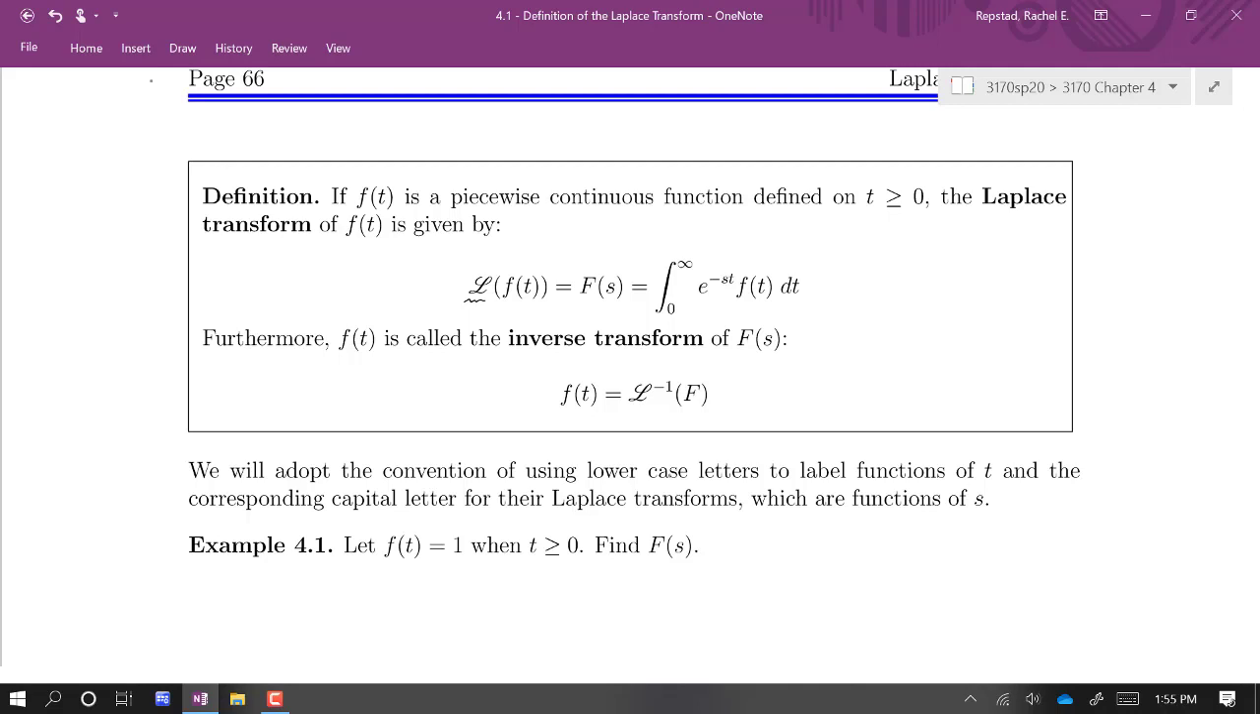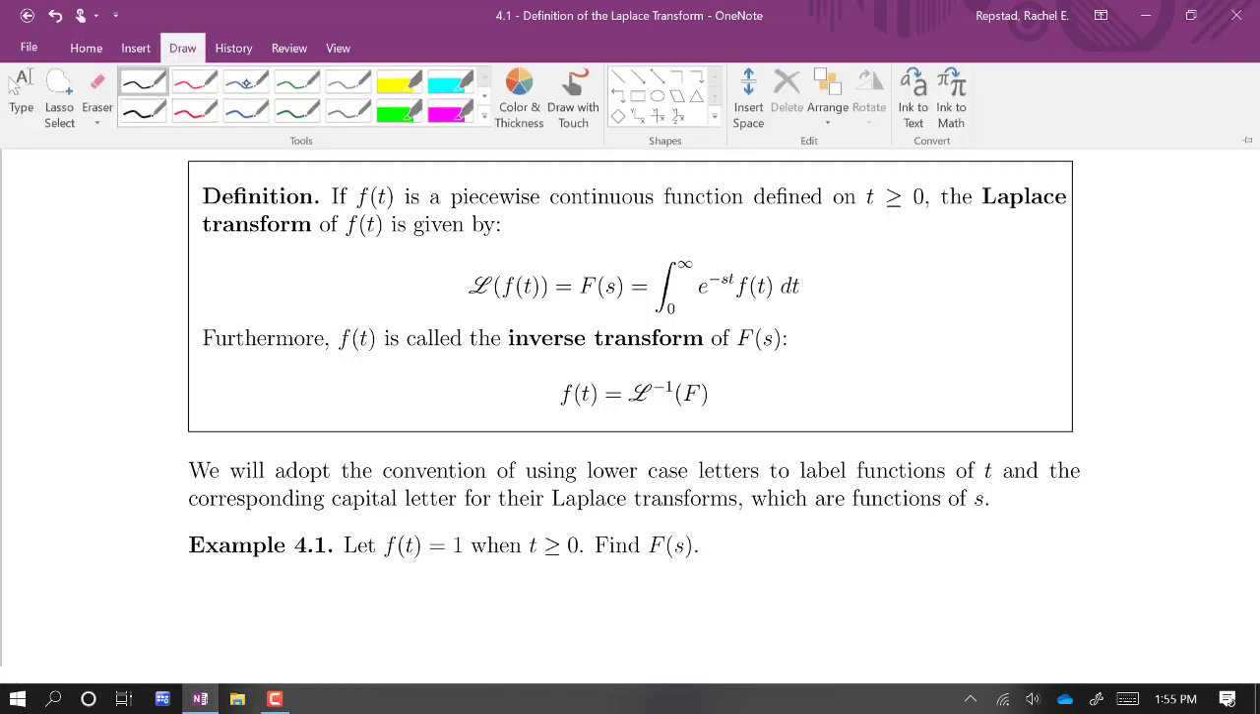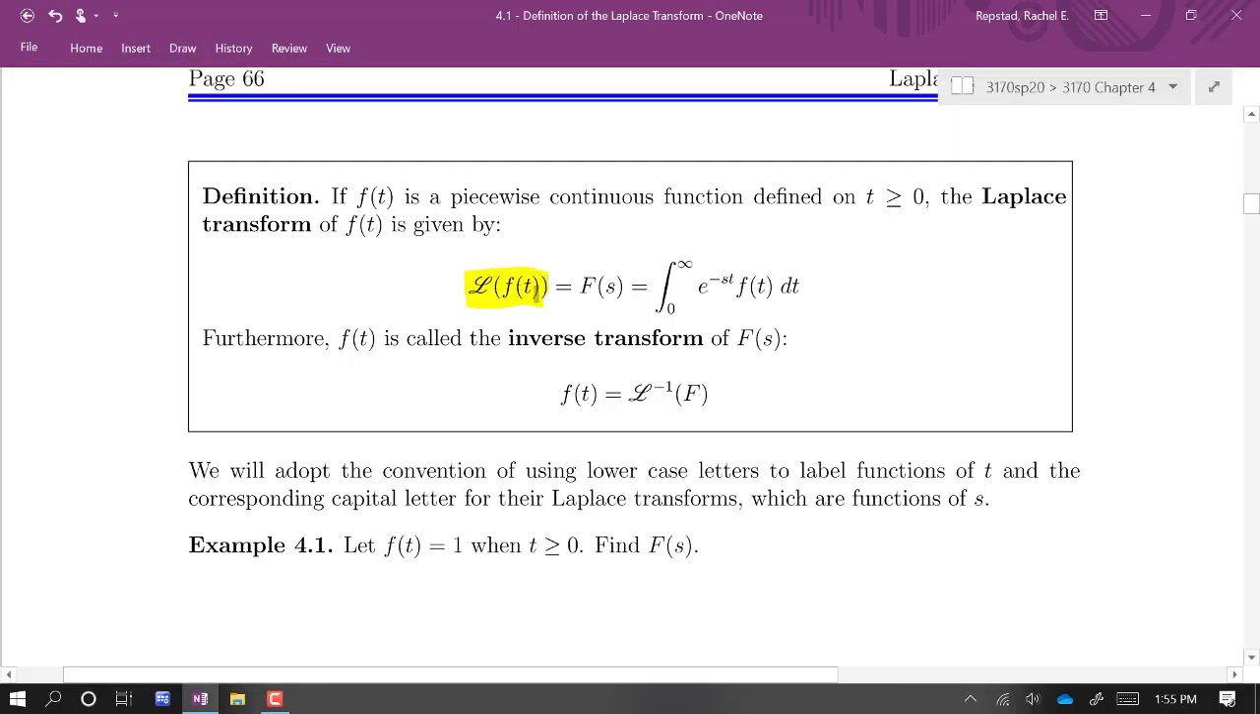So we find the Laplace transform, and we denote that with a little scripty L, saying we're taking the Laplace transform of the function f of t, and it spits out another function, big F of s. We integrate from 0 to infinity, e to the negative st times f of t with respect to t. So we generate the function F of s from the function f of t.